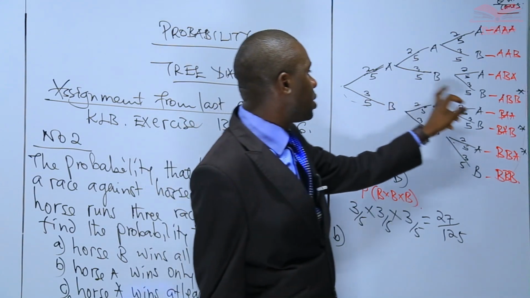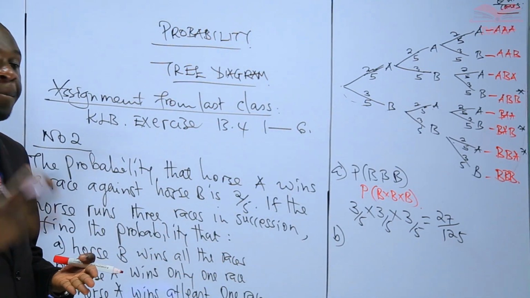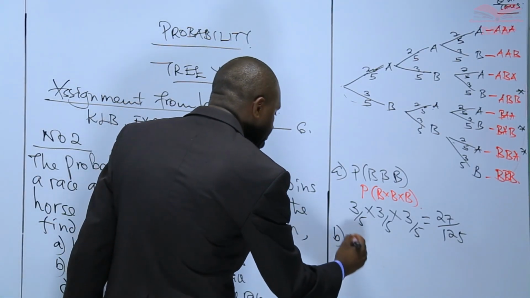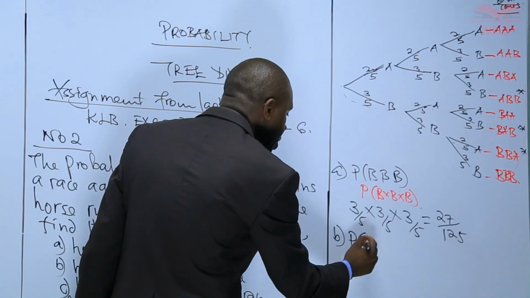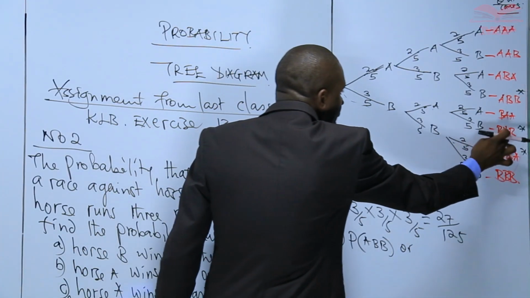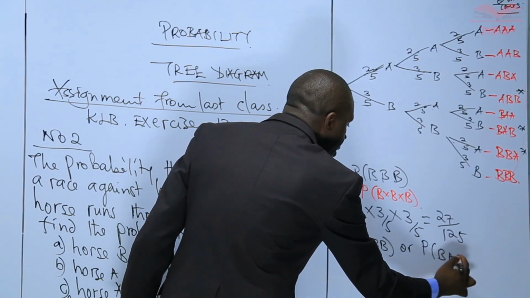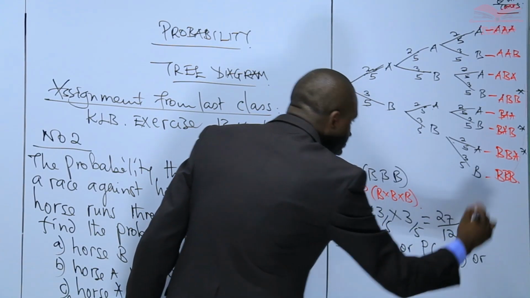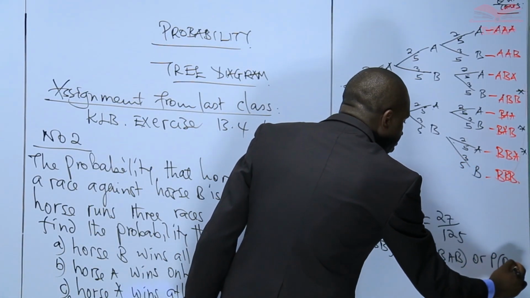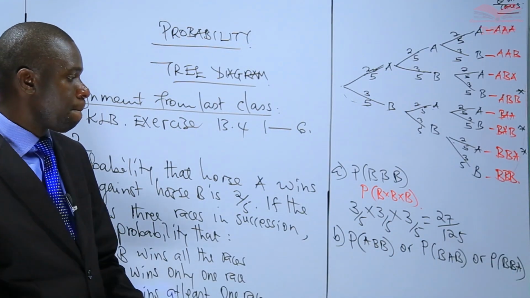So we'll start with the first one here, probability of A winning the first race, followed by B winning the successive 2 races. So we'll say it will be the probability of A followed by B, B, or this other one here, which is the probability of B followed by A followed by B, or the last one, probability of B followed by B followed by A, like that. So that is what we need.